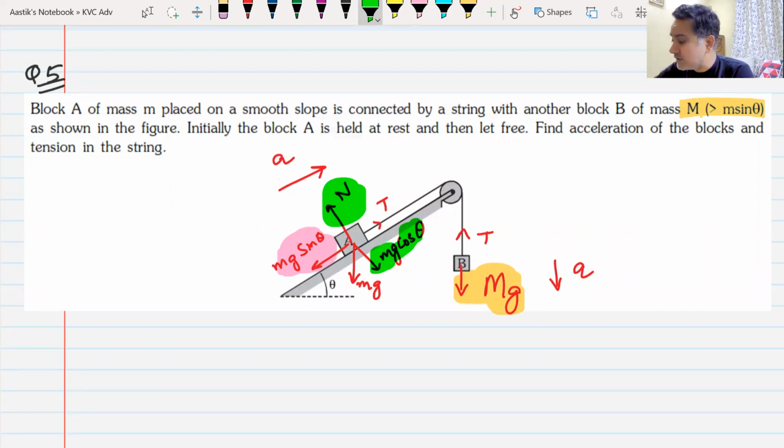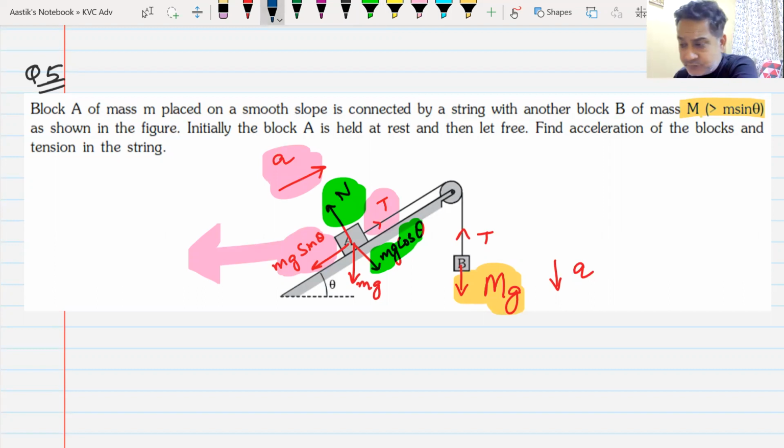Now just make the equation for the block in the y direction. You look at this T, you look at mg sin theta, and you look at acceleration upward. What is the pink equation looking like? Tell me what is the pink equation? T minus mg sin theta equals small m into a.